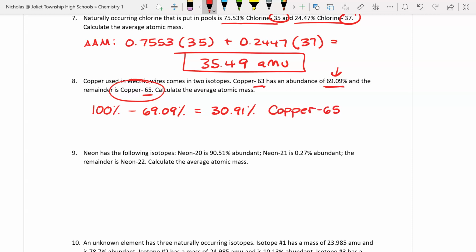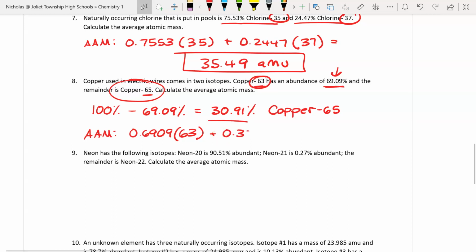Okay. At this point, once we've figured out the missing percentage, it's just a matter of doing the same steps as before. So our average atomic mass can be found by taking each percent as a decimal. So my 69.09 can be written as 0.6909, and the mass of copper 63, and then I'm going to add that to my other percent that I found, the 0.3091 multiplied by 65. And when I carefully punch that into my calculator, I get 63.62 AMU.